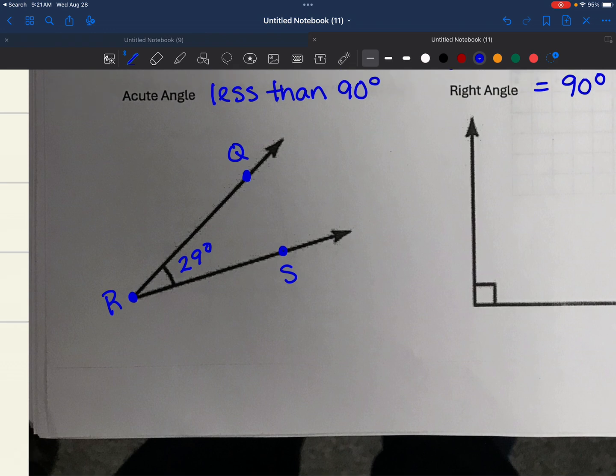Okay, all we're going to do is tell what the measure of this angle is, and I'm just going to show you how to write it. We're going to say the measure of angle QRS, notice I use capital letters because those are points on these lines, is equal to 29 degrees. What does this M stand for? Measure. Measure of the angle.